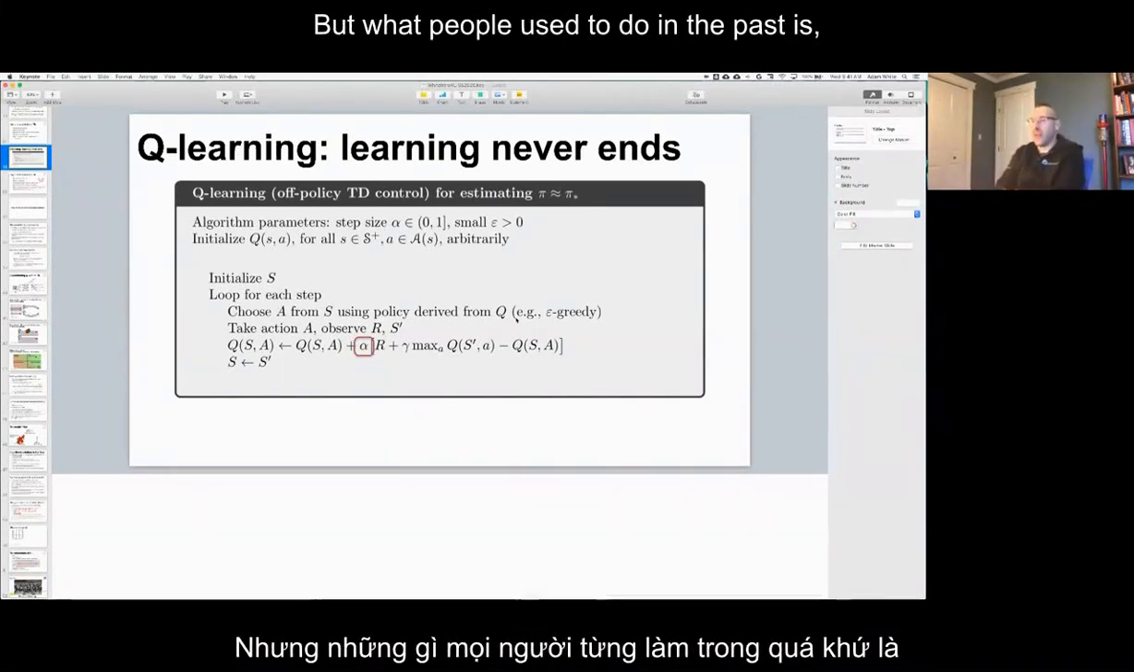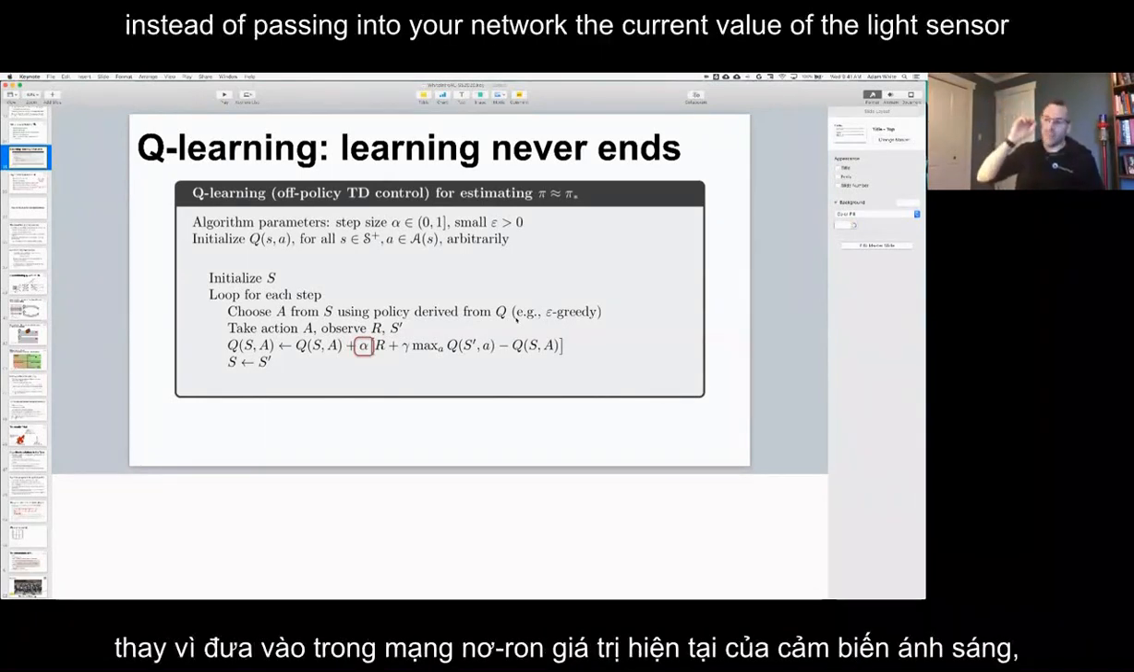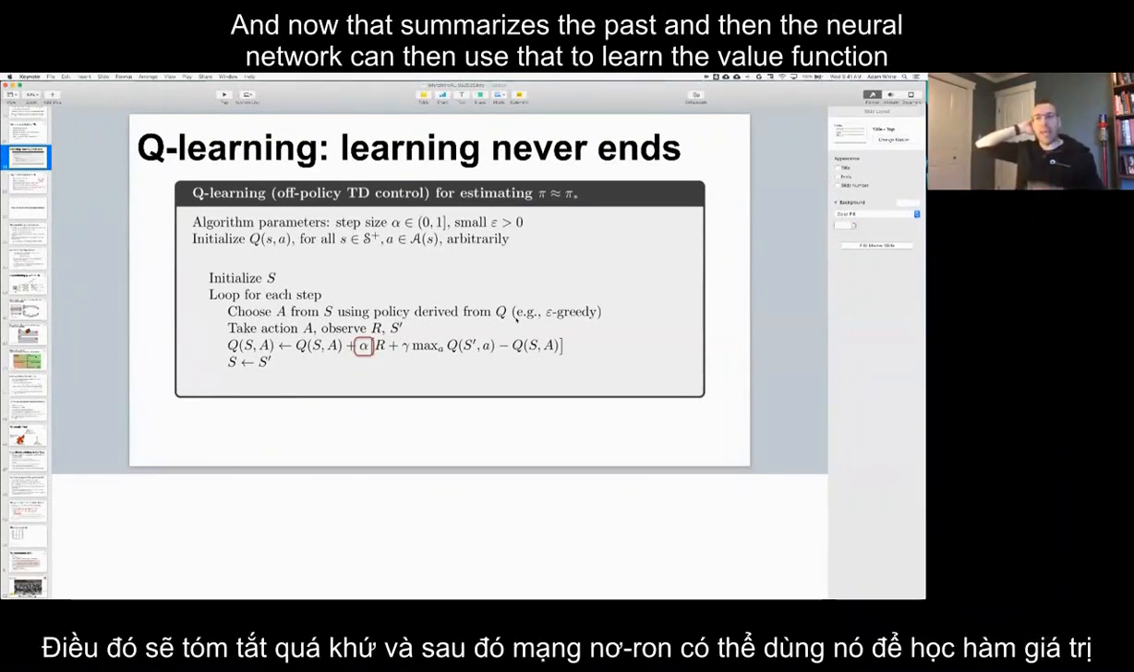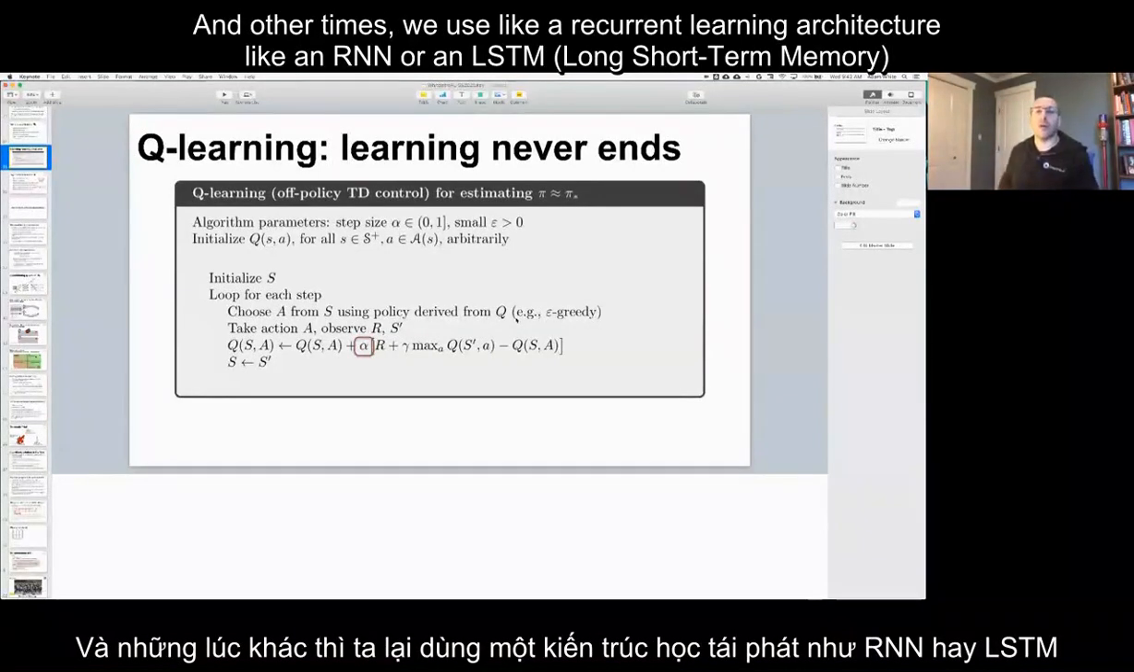But what people used to do in the past is, if they had these sensors, they would take exponentially weighted averages of the sensors into the past. So if you have a light sensor, instead of passing into your network the current value of the light sensor, you pass in an exponentially moving average of the light sensor over the past 30 seconds. And now that summarizes the past, and then the neural network can use that to learn the value function. So sometimes we just pass a history into our neural network. And other times we use a recurrent learning architecture, like an RNN or an LSTM.